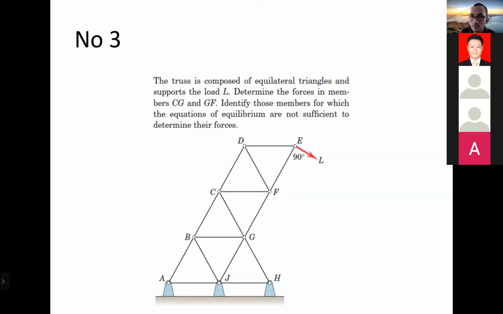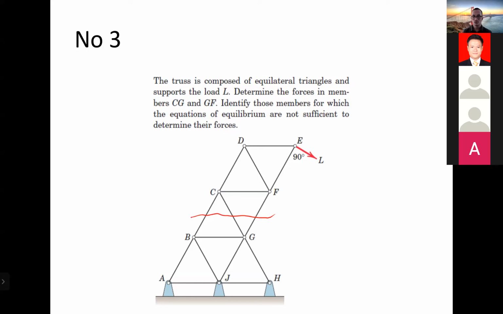If you want to handle this with the section method, okay, Aaron, where are we supposed to cut it? CB, CG, and FG, I guess. CB, CG, and FG. Yes, correct. It's supposed to be like this. This is a section. That's our cutting line.